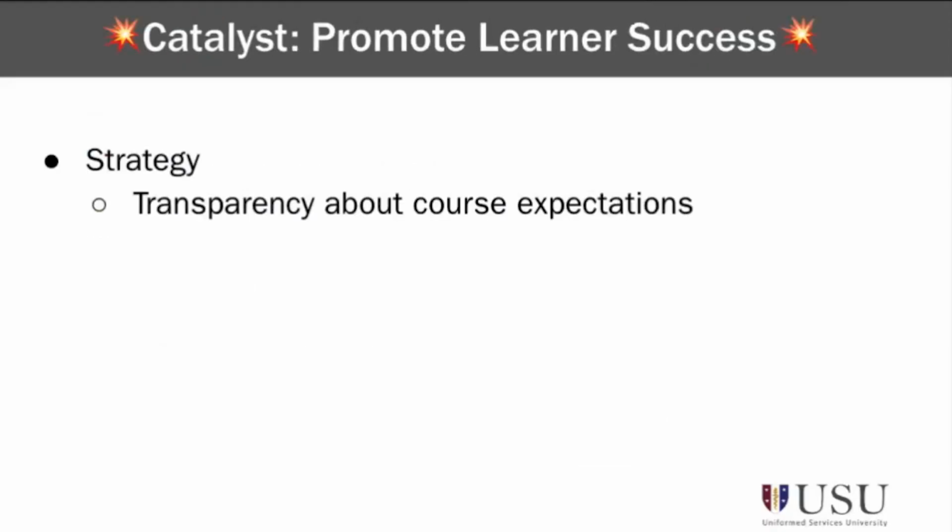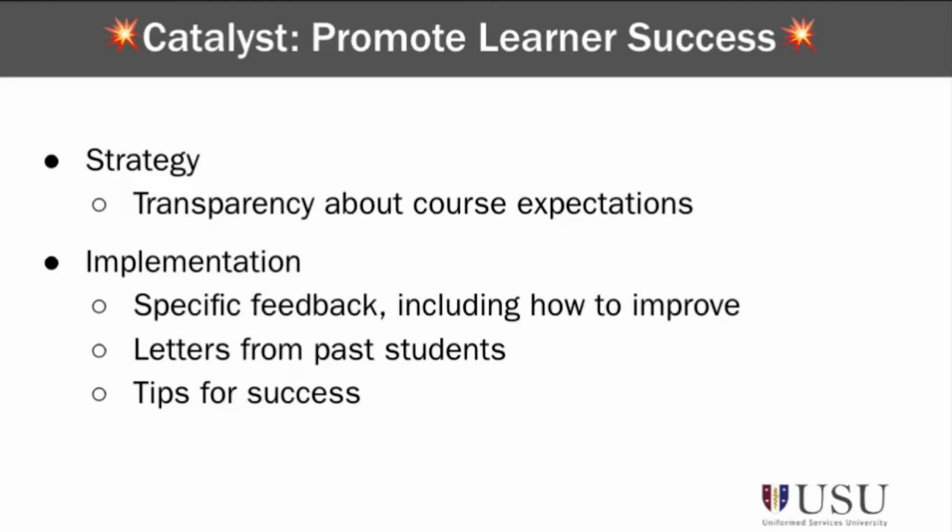All right, the next one in our Catalyst category is promote learner success. For this one, you are really going to be transparent about your course expectations. So things like giving students specific feedback that includes how they can improve, and giving them instructions on how they can do better, will help ensure their success.